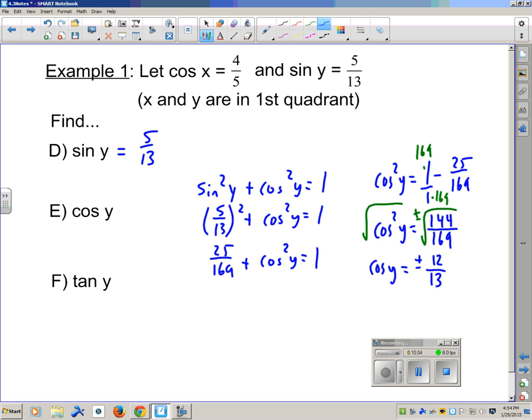All right, but coming back up here, it says they're in the first quadrant. Is cosine positive or negative in the first quadrant? Look on your unit circle if you can't remember. It is going to be positive, so the cosine of y equals 12/13.